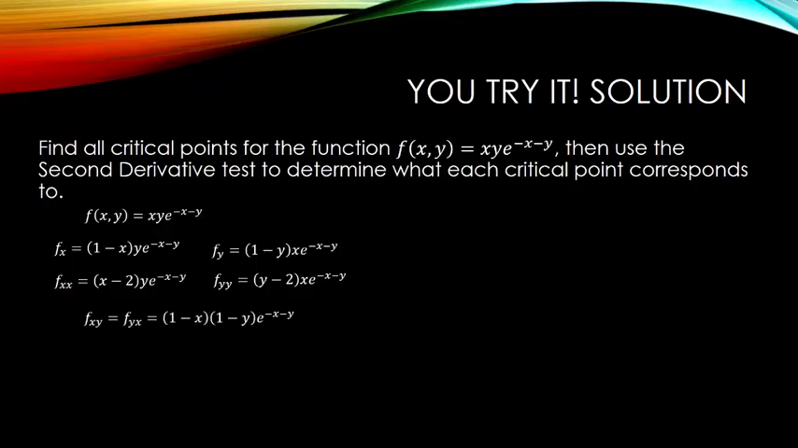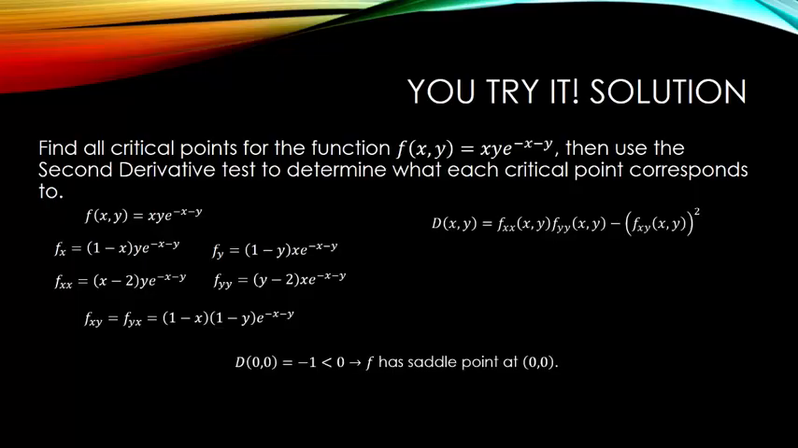Fxy is equal to Fyx, which is equal to the quantity 1 minus x times the quantity 1 minus y times e to the negative x minus y. My function d of xy is equal to fxx at xy times fyy at xy minus fxy at xy quantity squared. D of 0, 0 is equal to negative 1. This is less than 0, so my function has a saddle point at 0, 0.